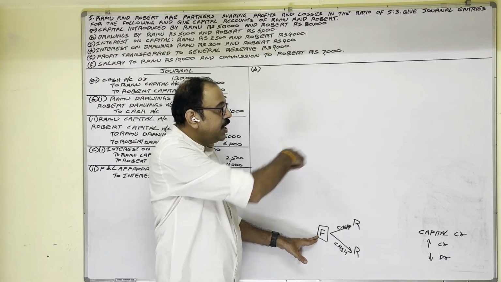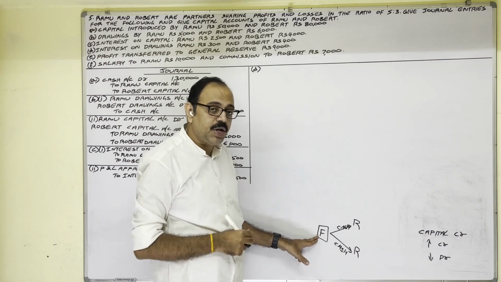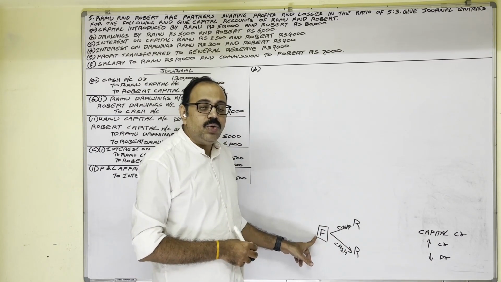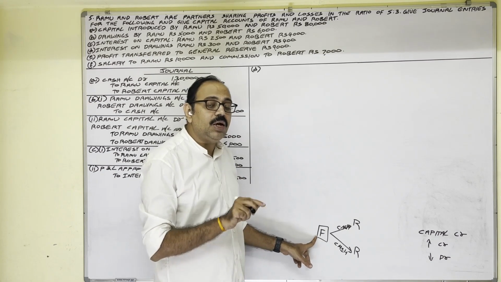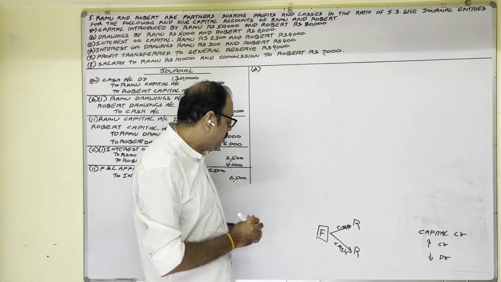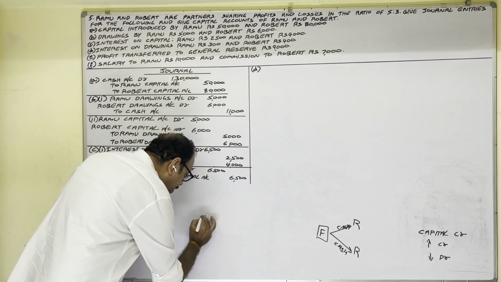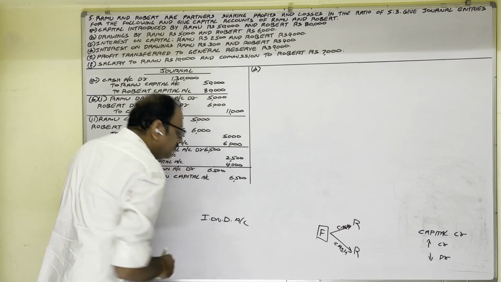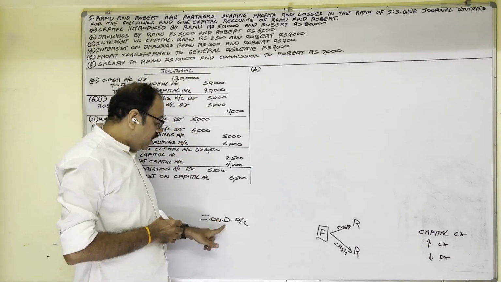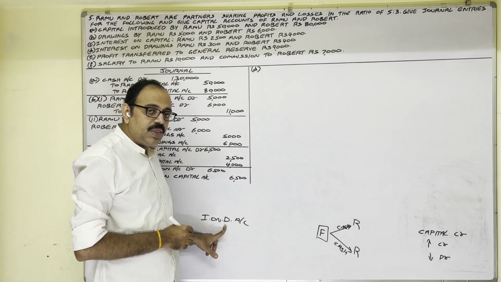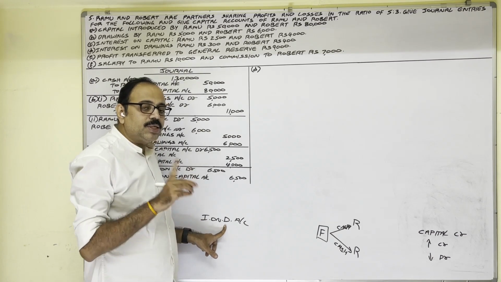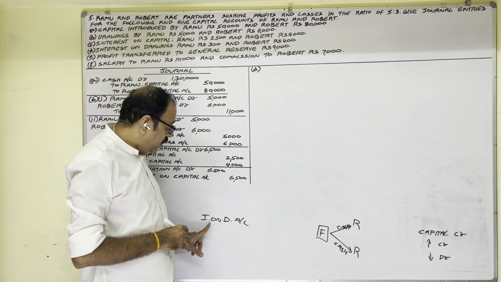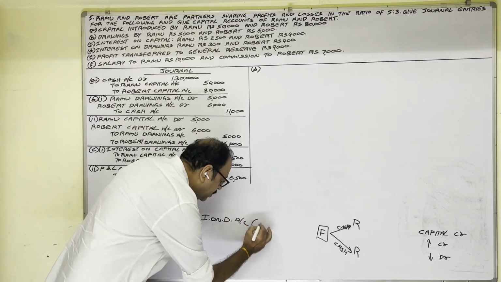In the firm's books we are writing entries, so think from the firm's point of view. This interest should come to the firm. So interest on drawings is an income to the firm. What is the first account? Interest on drawings account. Income comes under nominal account. Nominal account rule: debit all expenses and losses, credit all incomes and gains. So interest on drawings we have to credit.